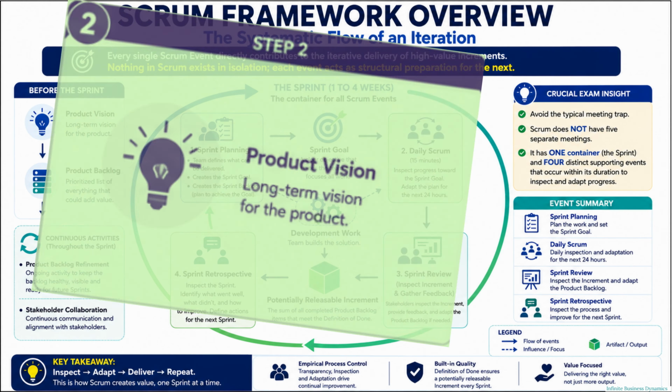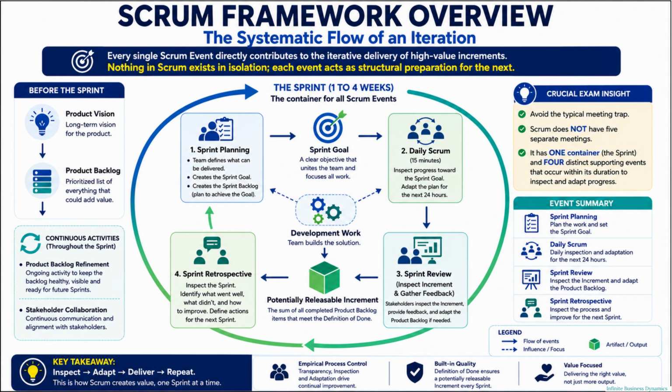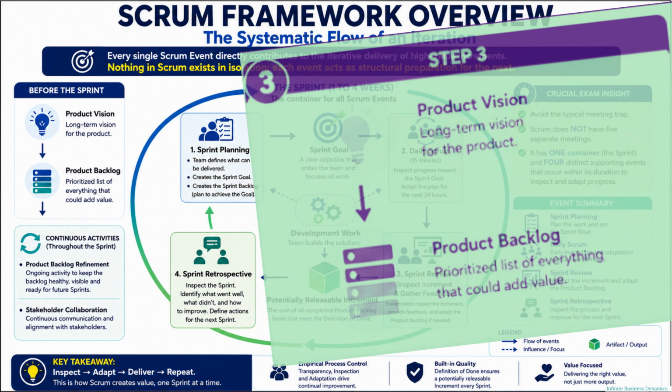Everything begins with the product vision. The product vision defines the long-term direction of the product and the value it is expected to deliver. From the product vision comes the product backlog. The product backlog is a living, prioritized list of all the work that could add value to the product. It continuously evolves as new information and stakeholder feedback become available.